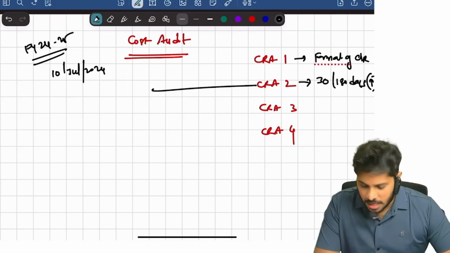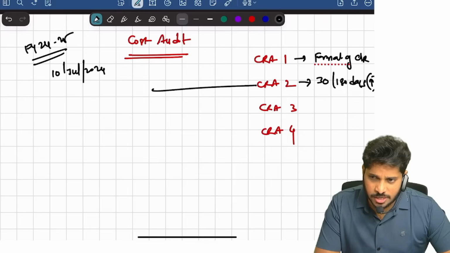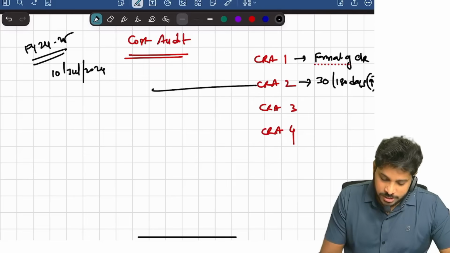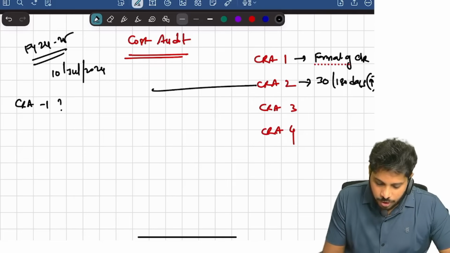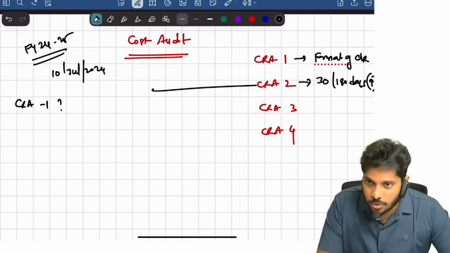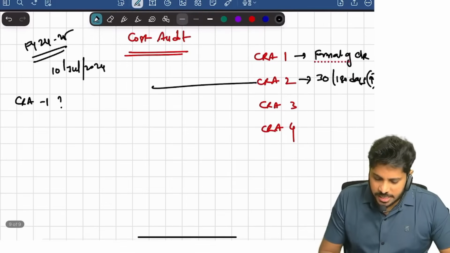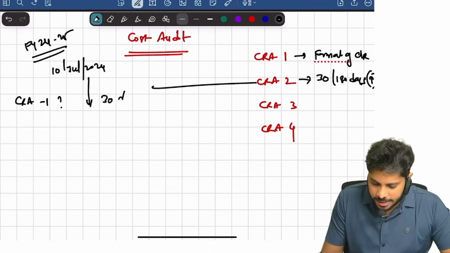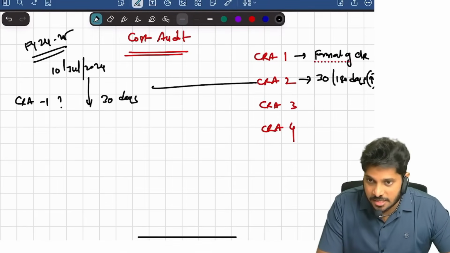24-25. Now, we appointed the cost auditor on 10th July 2024. In MCQ, they will ask you, CRA1 form, deadline is what? What does the provision say? From the appointment date, 30 days.